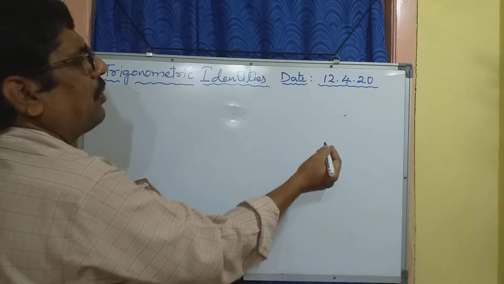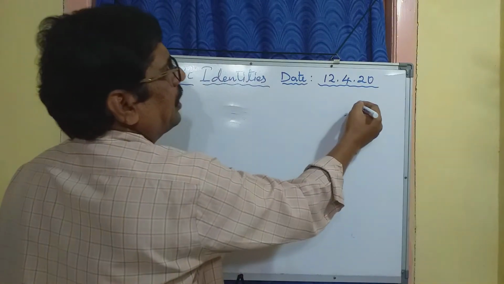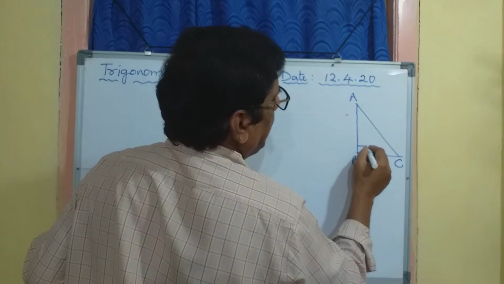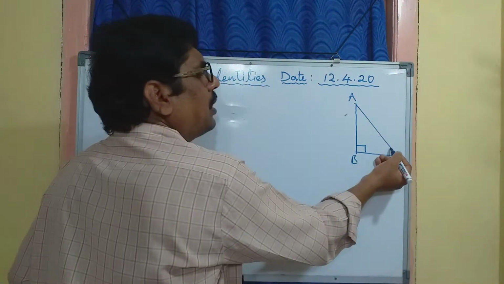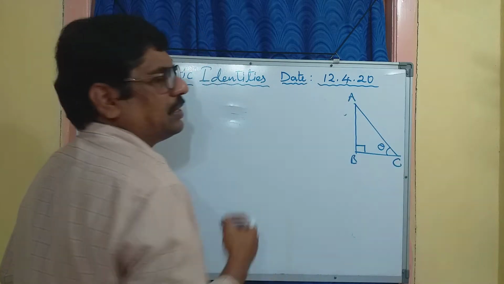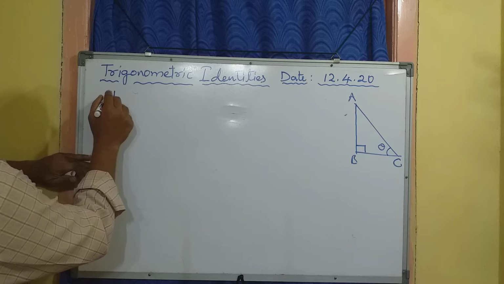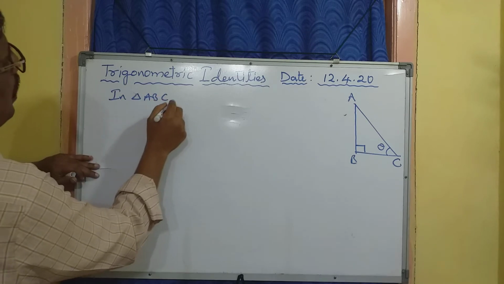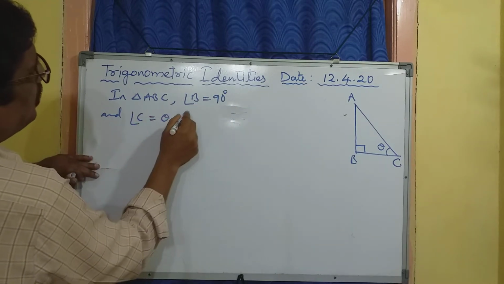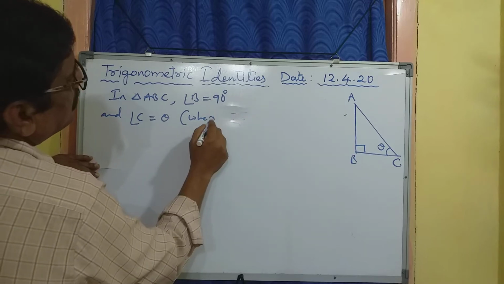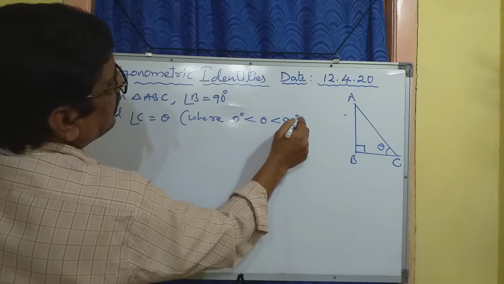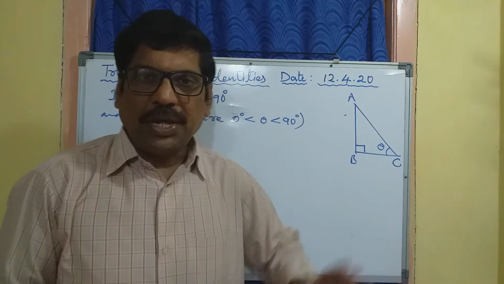Okay. For that let us have a right angle triangle ABC in which angle B is 90 degrees. And let us take this acute angle C as theta. Now in triangle ABC, angle B is equal to 90 degrees and angle C is equal to theta, where 0 degrees is less than theta is less than 90 degrees. Means here theta is an acute angle.